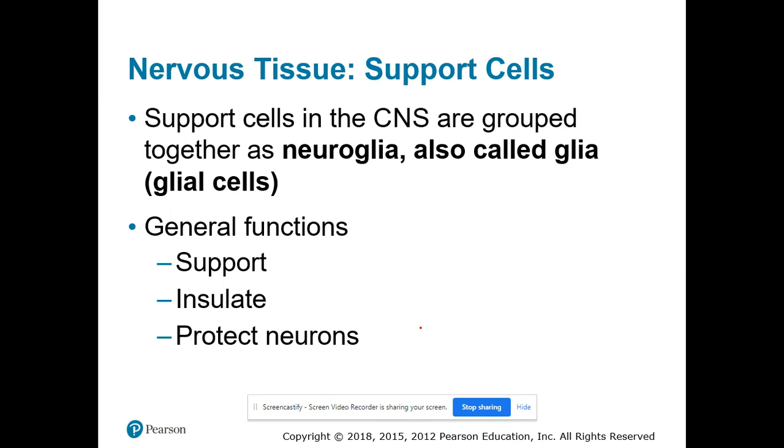So we're going to first talk about support cells, and we're going to focus on support cells in our CNS. So remember, our CNS is our central nervous system. These are often grouped together and they're called neuroglia, and they're also called glial cells. So either one of those you hear, these are support cells within your central nervous system. The general function is to support, insulate, and protect the neurons because, again, if neurons get damaged, this can cause a lot of issues within the body.